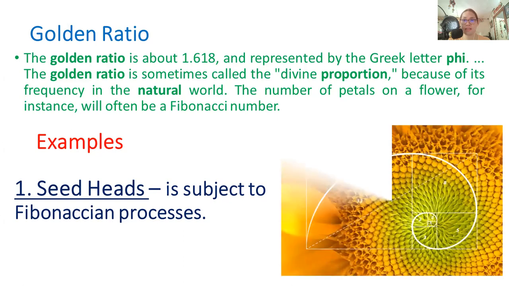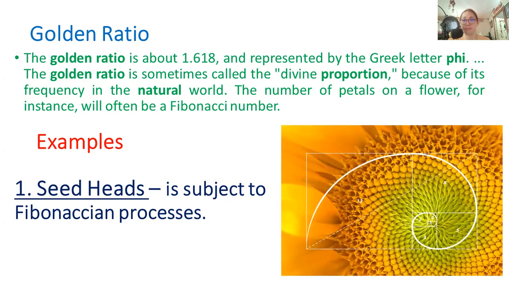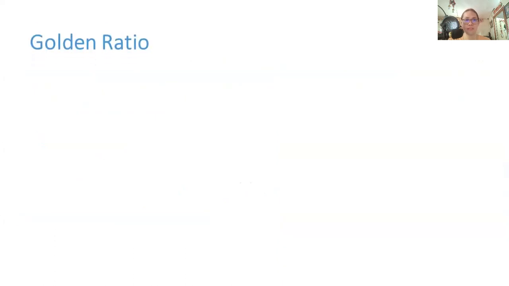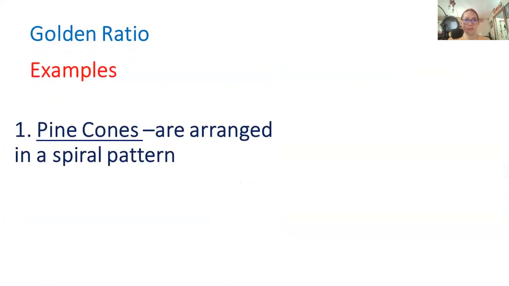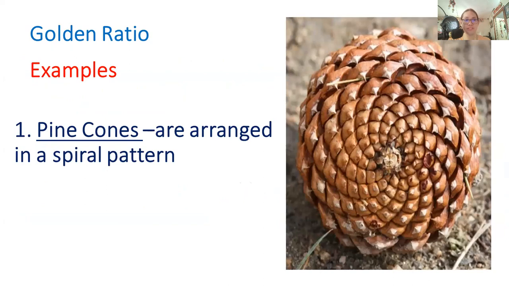So as you can see, there is a pattern. Yes, the golden ratio has a divine proportion in a natural way. So the concept of Fibonacci numbers can be applied there based on its structure or pattern. Another golden ratio example is that pine cones are arranged in a spiral pattern like that. So it's like the Fibonacci sequence. It's part of the golden ratio.